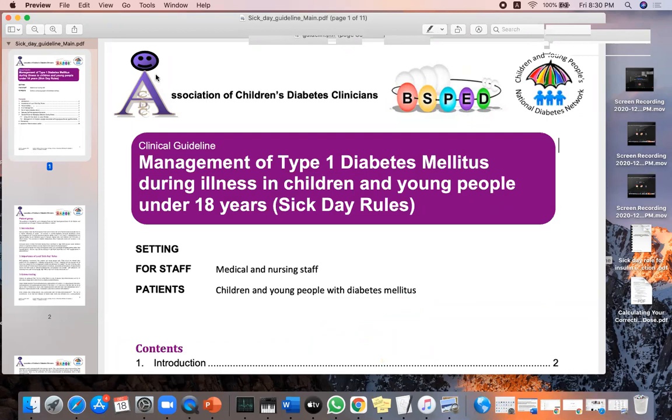You have to discard this chart from the Red Book. This is obsolete now. So this is the management of type 1 diabetes during illness in children and young people under 18 years, the sick day rule. We are going to use this now.